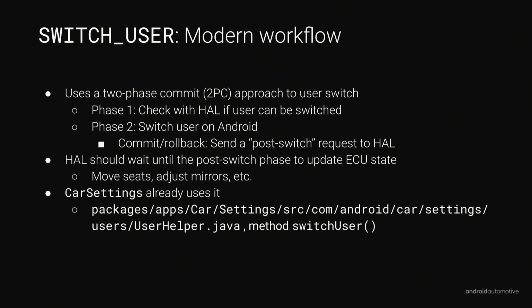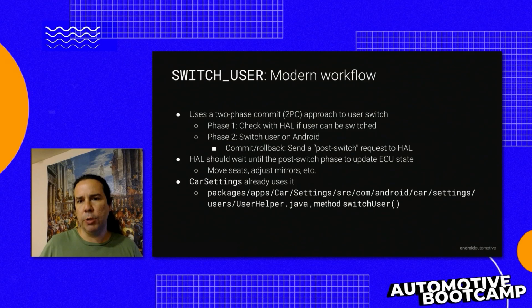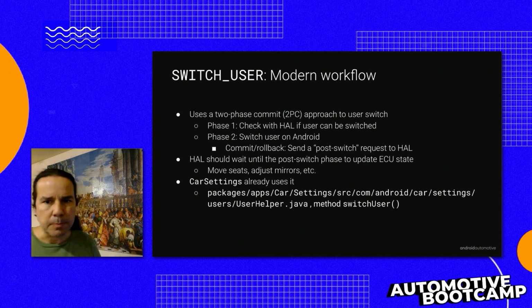We're going to be first calling the HAL to ask if the user can be switched. And if the user can be switched, then we're going to switch on Android. Once Android confirms that it can be switched, that means the whole transaction succeeded. Then we're going to confirm to HAL, we're going to send another message to the user HAL saying, hey, the user was switched, so now you can commit your transaction. So at that point, HAL could safely move the seats and change the mirror adjustments because they know that the user was changed. Otherwise, if it fails, we're going to tell them, okay, the Android user for some reason couldn't be switched, so forget about this request and don't change anything.